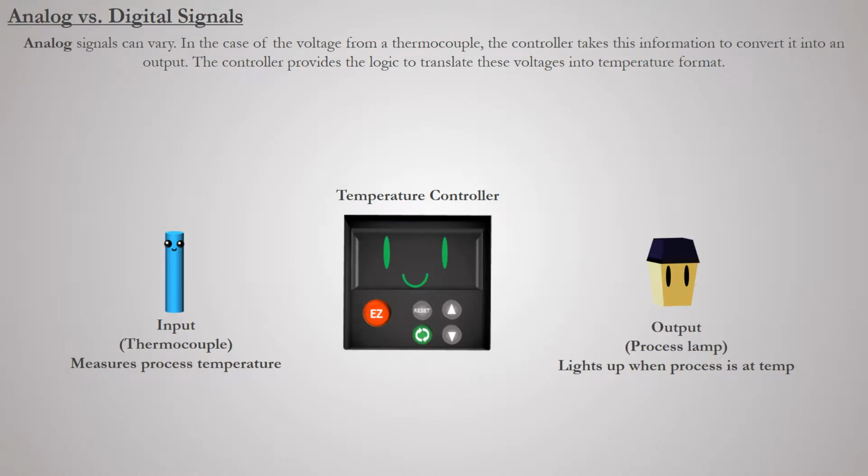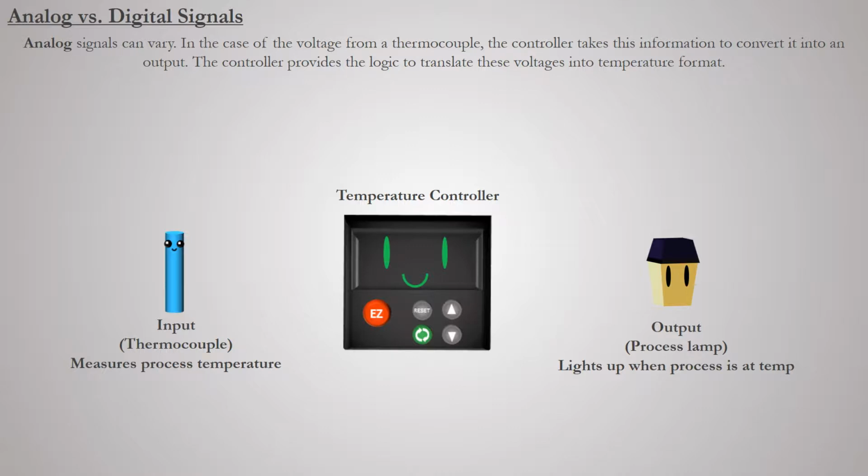Okay, let's talk a little bit about analog versus digital signals. An analog signal can vary, so it can either be on or it can be off or it can be somewhere in between. A digital signal is either on or it's off. It's binary, ones and zeros. Either it's happening or it's not.